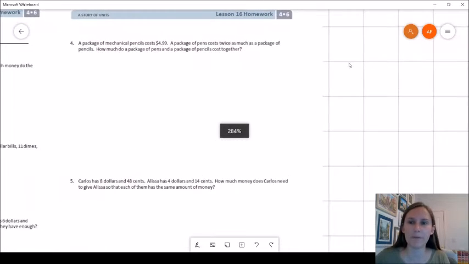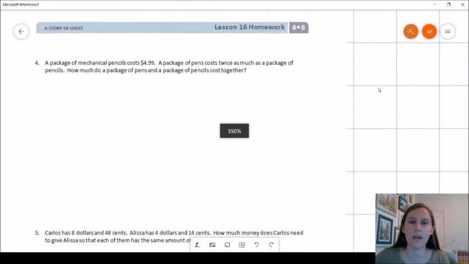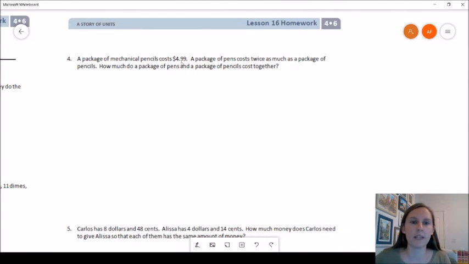So problem number 4 here says that a package of mechanical pencils costs $4.99. A package of pens costs twice as much as a package of pencils. How much do a package of pens and a package of pencils cost together? Well, first, I also see some keywords here like twice as much. Now, we don't know yet how to multiply decimals. We don't learn that until 5th grade.